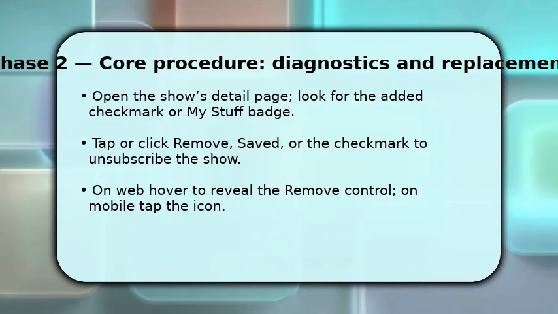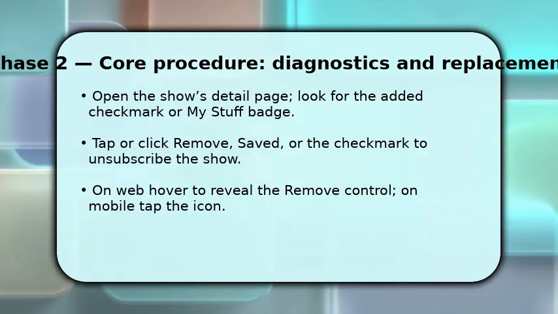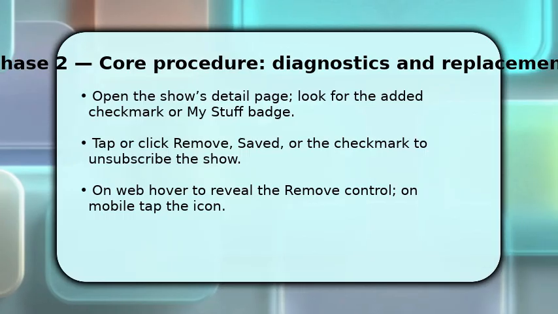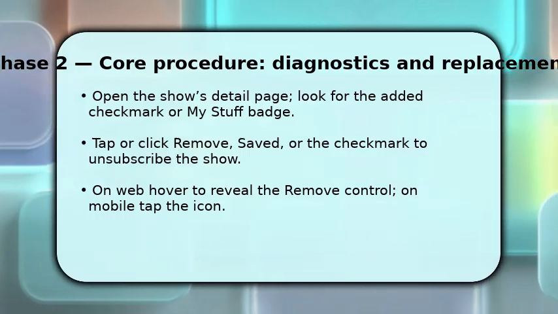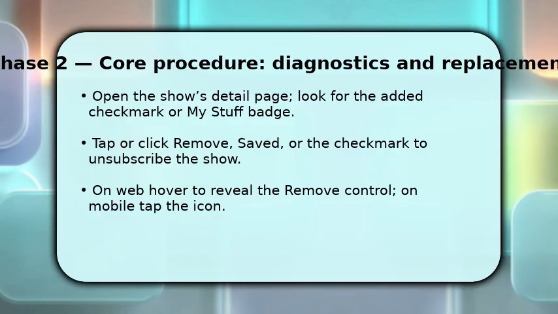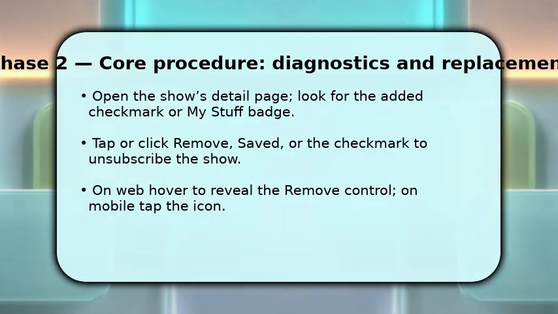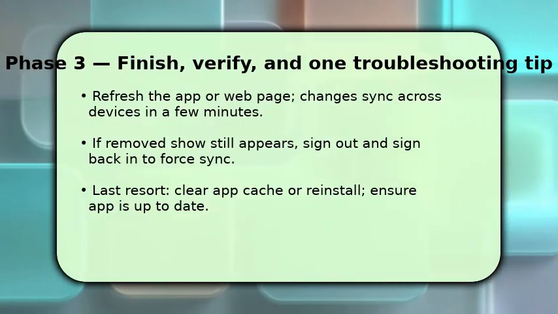If you want to remove specific episodes instead, open episodes and unsave individual items rather than the whole series. This distinction matters because removing episodes differs from removing the series. After removal, refresh My Stuff or close and reopen the app so Hulu syncs the change across devices. Make sure to wait a few minutes.